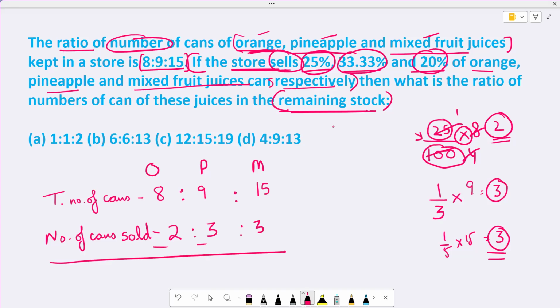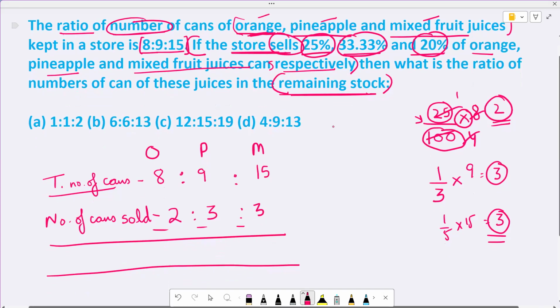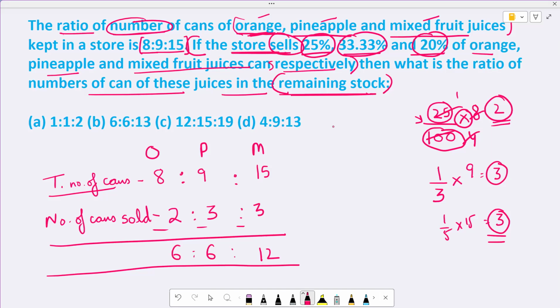Now, if we subtract the number of cans that are sold from the total number of cans, then we can directly get the ratio of the numbers of cans of juices in the remaining stock. Once we subtract these, here we get 6, here we get 6, and here we get 12, which means 6 ratio 6 ratio 12. Now we can simplify this ratio because it cancels by 6. So the answer will be 1 ratio 1 ratio 2. Hence, this will be the answer to this particular question.